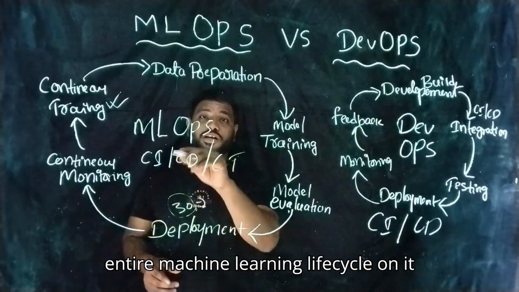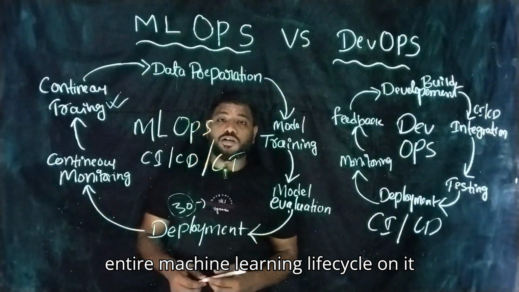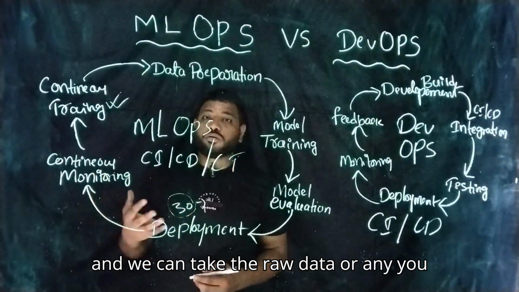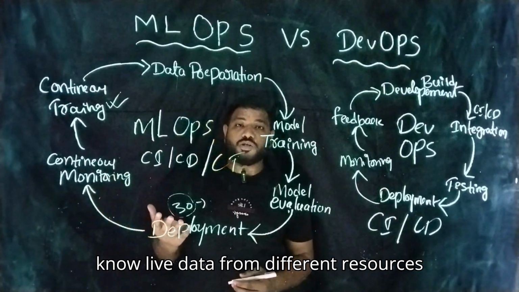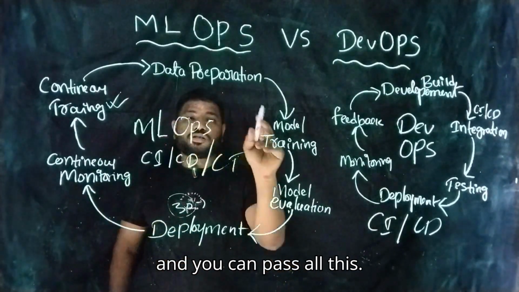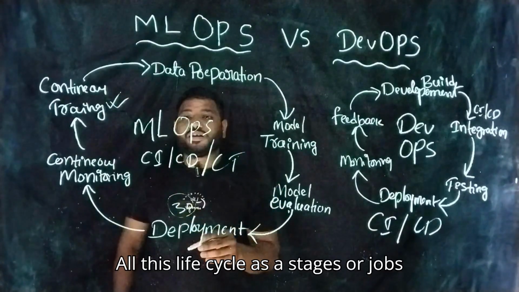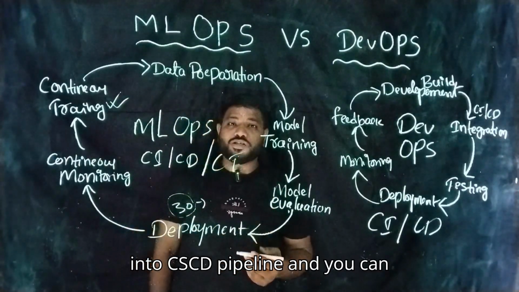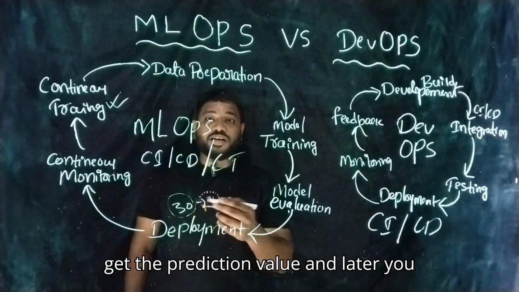You can automate this entire machine learning lifecycle on it, and you can take the raw data or any live data from different resources by calling the APIs, and you can pass this whole lifecycle as stages or jobs into a CI/CD pipeline, and you can get the prediction value.